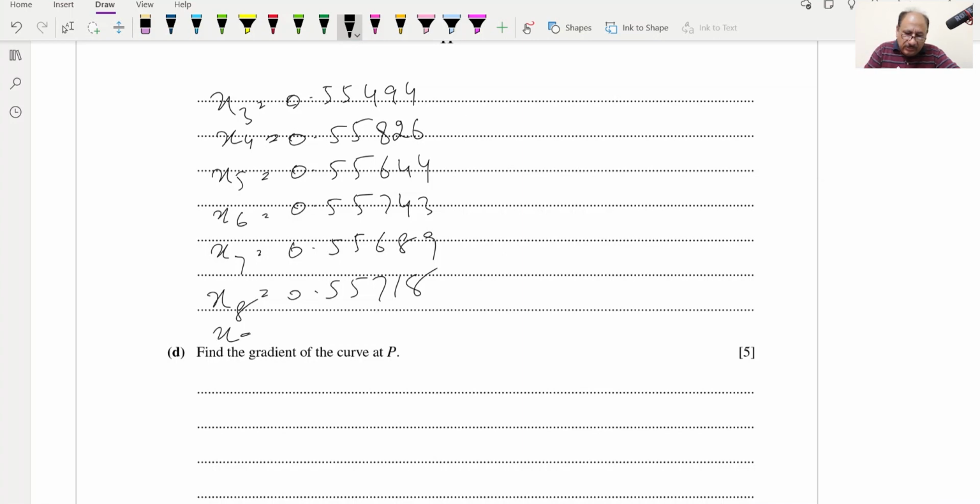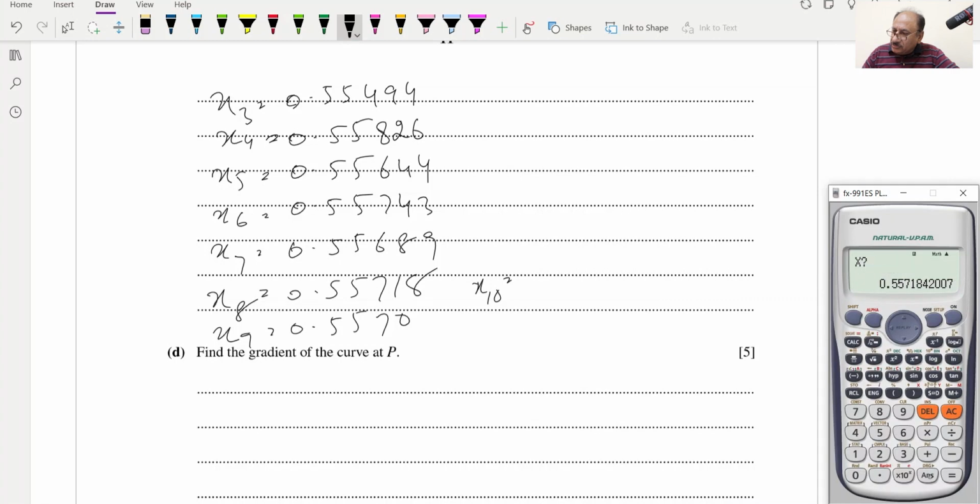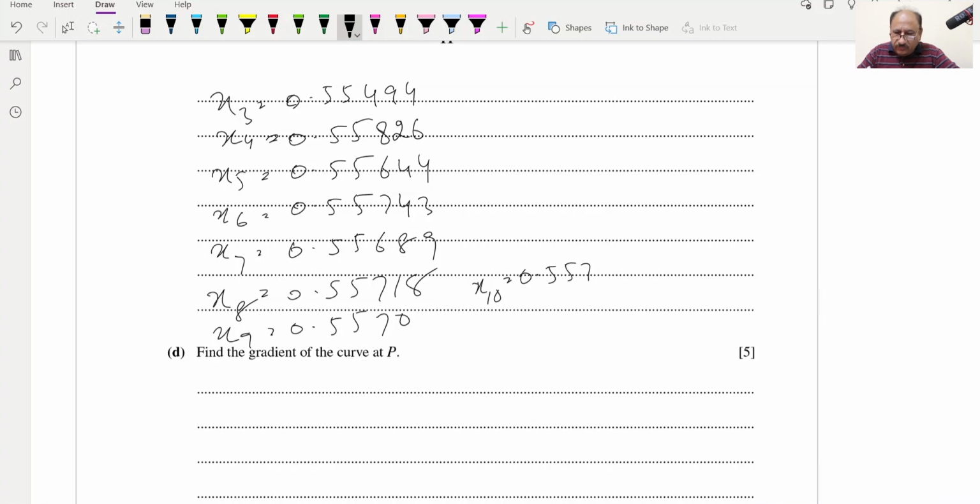So x9 we can write 0.5570, and the third value we will be checking, at least 3 values. So x10 will be equal to calculate for answer, and this is equal to 0.55711. They're saying up to 5 significant figures, so we have missed one figure over here.